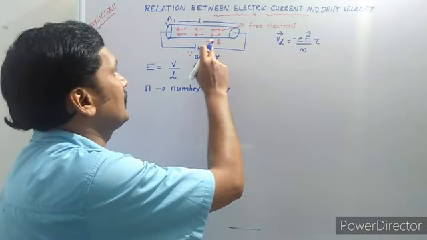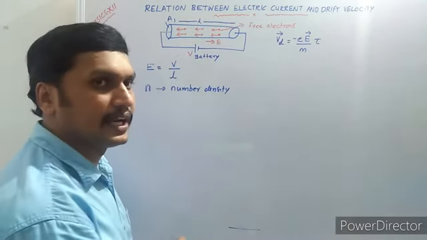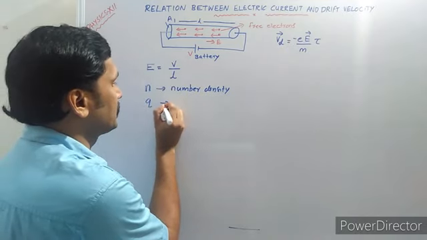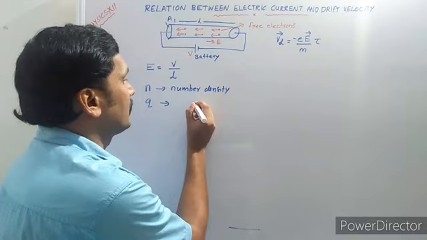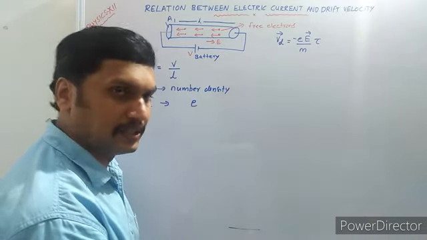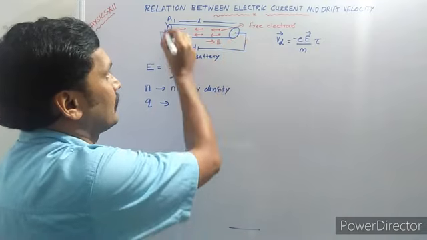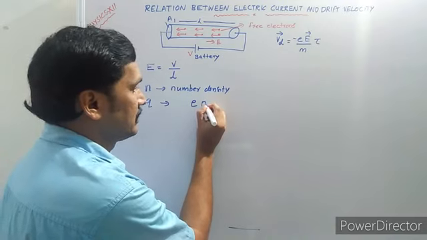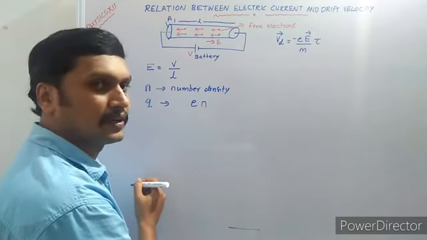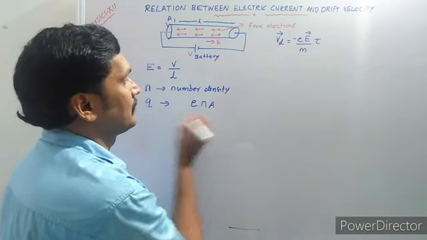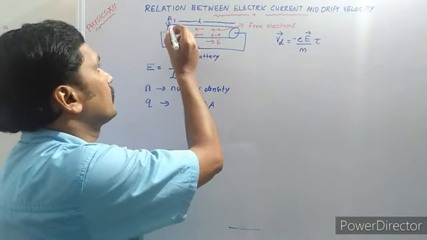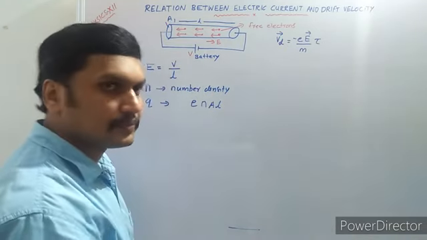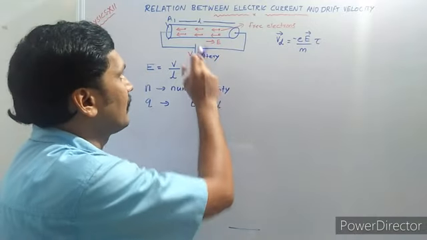So the total charge on this conductor we can write as Q is equal to the charge of one electron e into the total number of electrons on this conductor. The total number of electrons can be written as number density of electron into volume of this conductor. The volume of the conductor can be written as A into L, area of cross section into L. So this is the total charge on this conductor.